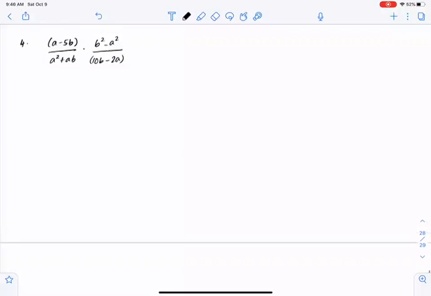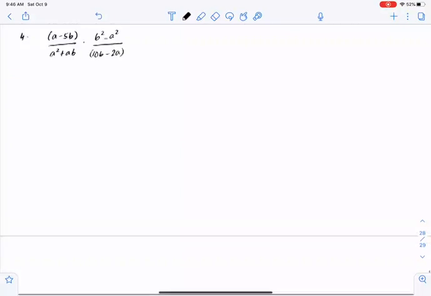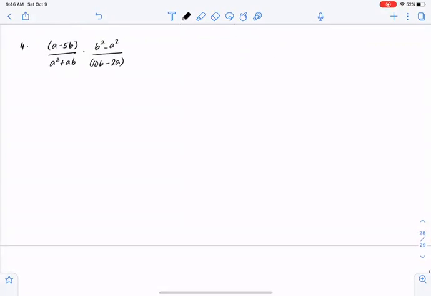So we're going to simplify the first rational expression, then simplify the second, then multiply them together. A minus 5b. In the denominator, I have an a in common. If I pull that out, I would have a times a plus b, multiplied by a plus b times a minus b.